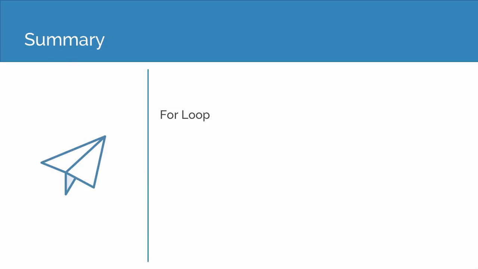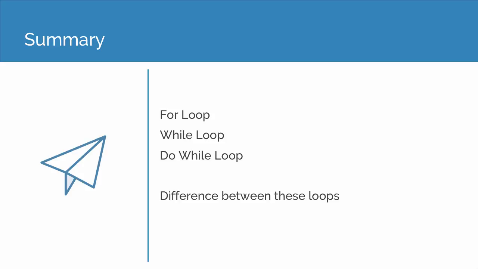So in this topic, we learnt about the for loop, while loop, do while loop in Java. And also we checked out the differences between these loops. And now, in what scenario do we actually use loops? I showed you a very basic example in this topic.